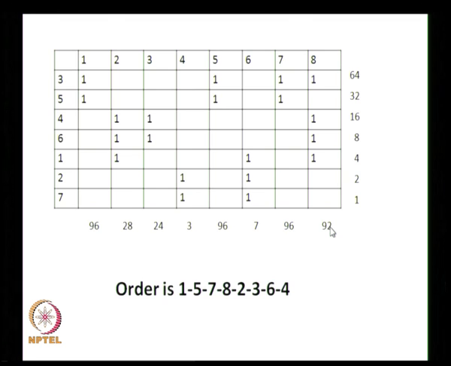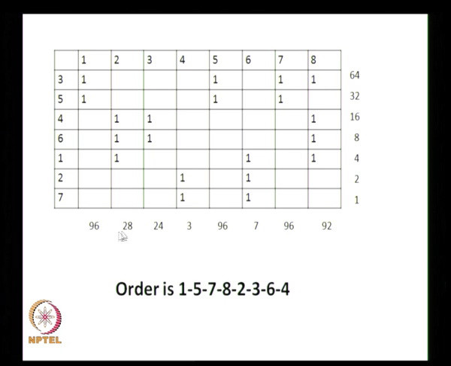and 92. Now, the columns are sorted or rearranged in the decreasing or non-increasing order of the weights. So, we could start with 1. So 96, 96, 96, then 92, then 28, 24, 7 and 3. So the order will be 1, 5, 7, 8, 2, 3, 6, 4. So 1, 5, 7, 8, 2, 3, 6, 4 is the order.